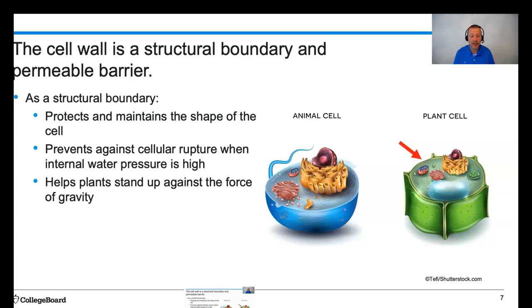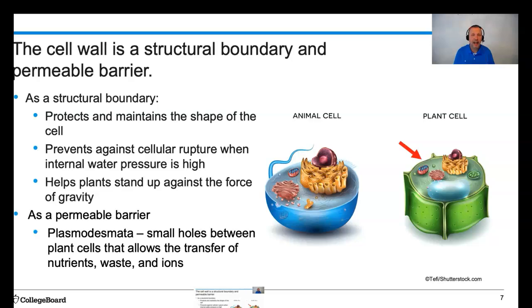If it's a plant cell and some bacteria, along with the plasma membrane, it has another structural boundary, which is the cell wall. The cell wall protects and maintains the shape. It prevents against high pressure, and it helps plants stand up against the force of gravity. So it gives plants a lot of structure, and they are still permeable. They have pores where water can easily go through. They're actually connected with something called plasmodesmata. And that plasmodesmata is important because it allows for flow from one cell to the other.